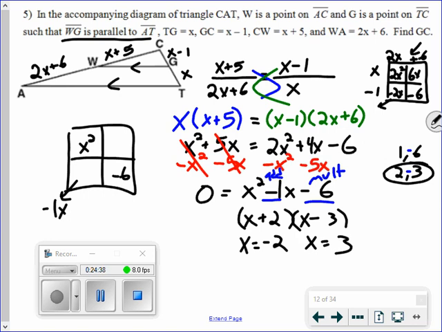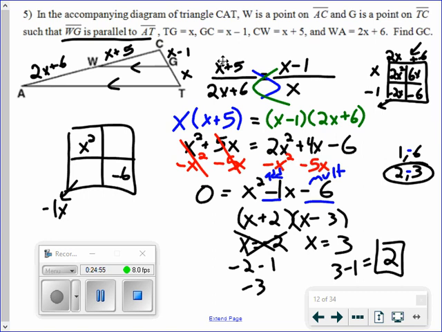Okay, and I go back and I reread it. They want to know what's G to C. If I did negative 2 minus 1, I'd get negative 3, which makes no sense to have a negative length. But if I did 3 minus 1, which equals 2, that might not be the most exciting answer. All that work for 2. Oh, but that's the way the cookie crumbles sometimes.